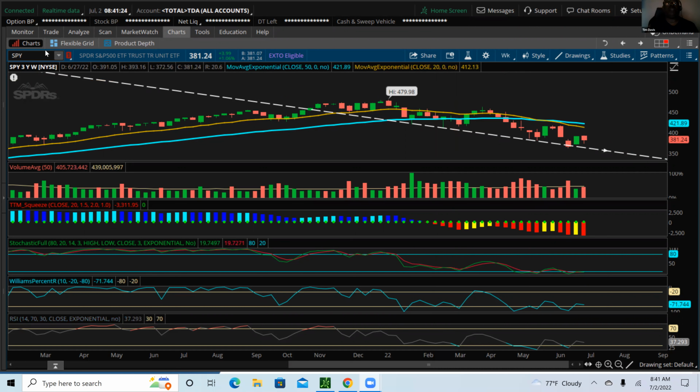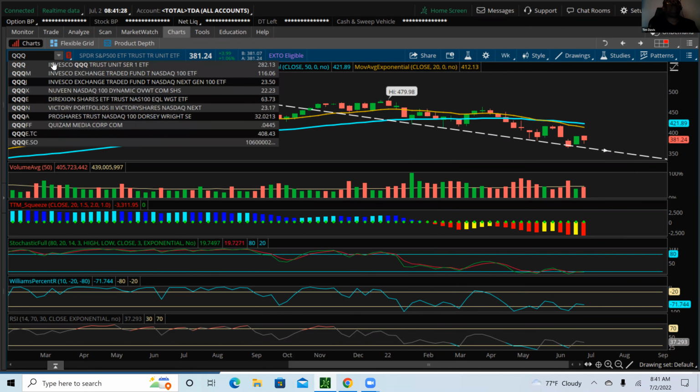So that's how you trade this bearish market. Now, if you look at the QQQs, you'll see the same type of setup.